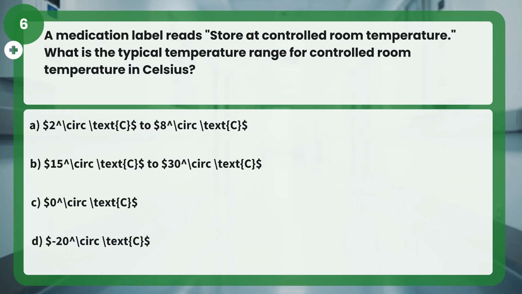Question 6. A medication label reads, "Store at controlled room temperature." What is the typical temperature range for controlled room temperature in Celsius? A. 2°C to 8°C. B. 15°C to 30°C. C. 0°C. D. 20°C.